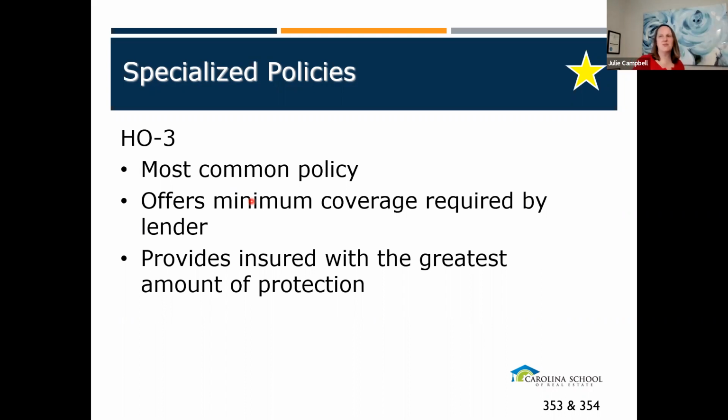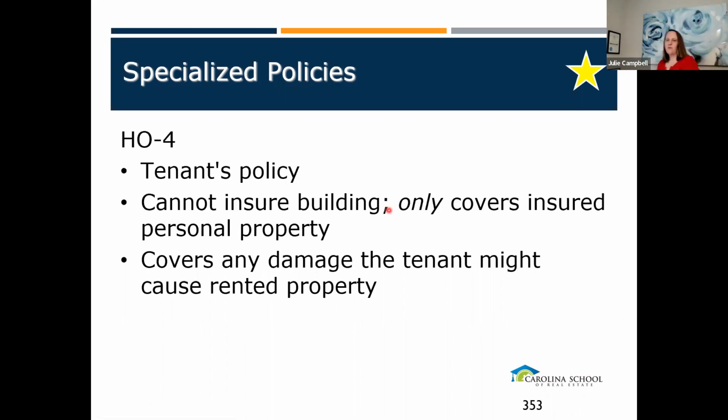So the HO3 is the most common because it offers the minimum coverage required by the lender and provides the insured with the greatest amount of protection. It also mentions the HO4. This is also known as a renter's policy. We're going to talk about tenants in just a minute. It doesn't touch the real property. It only covers the renter's stuff. It may cover the homeowner from any damage that the tenant has caused. I said may. So the HO4 is the renters.